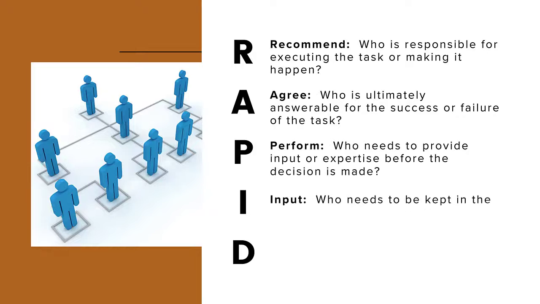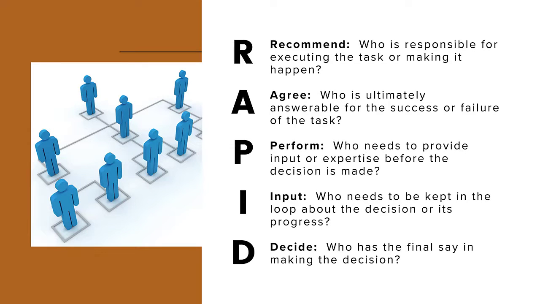The roles don't always follow the order in which they're listed here. While the most common order is Recommend, Input, Agree, Decide, and Perform, the framework is still called RAPID.